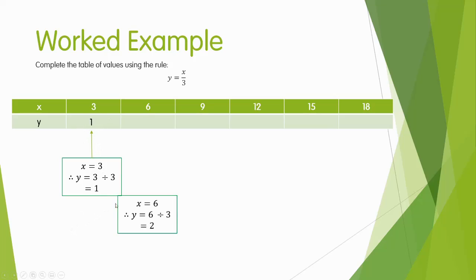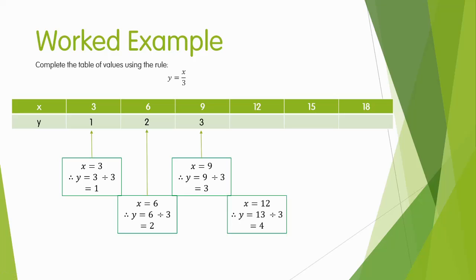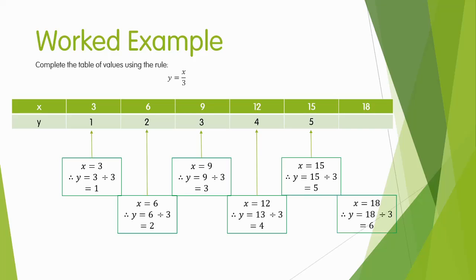We do it again. x is 6. 6 divided by 3 is 2. Next one, 9. 9 divided by 3 is 3. And we can start seeing a pattern here. We think it's going to follow through, and we can always test it by substituting it in.